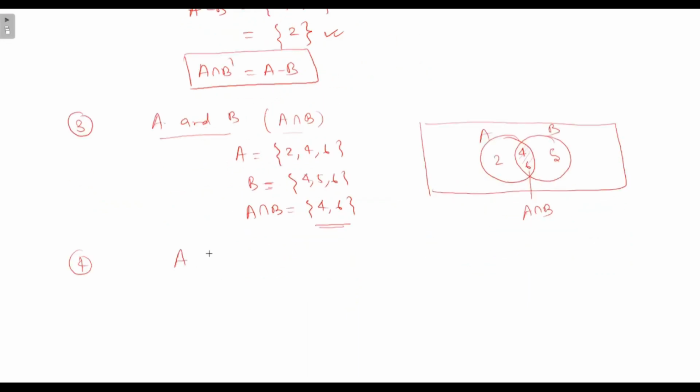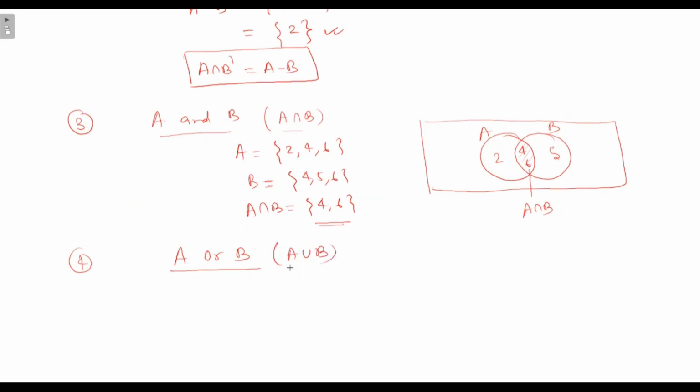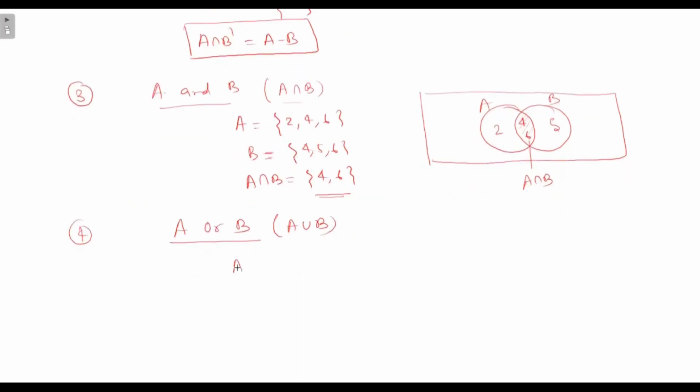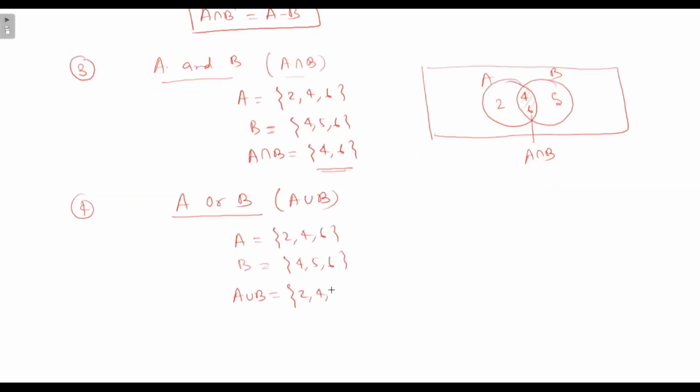Called A or B. And how do you represent A or B is A union B. So first let's write A union B and then in set theory, what is gonna be A union B here? 2, 4, 5, 6. Okay. And how do you represent it here as this is how you will be representing. So this is your 2, this was your 4 and 6, this was your 5, A and B. So this is what is represented as A union B, this entire thing.